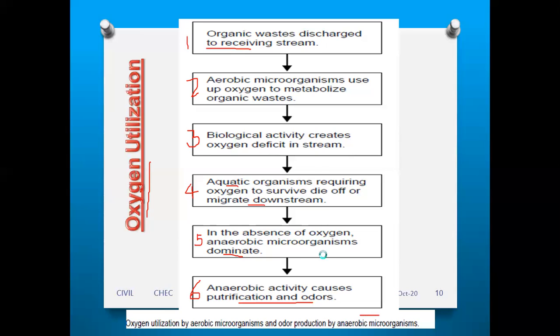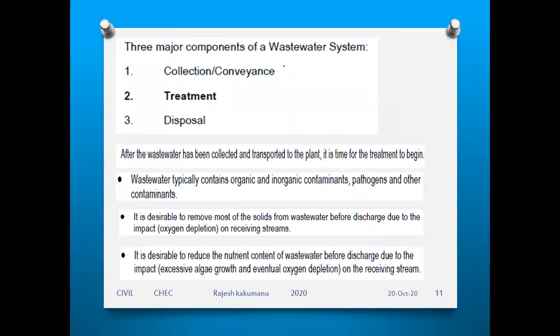Next one. In the wastewater treatment system, there are three main components. The first one is the collection or conveyance system, the second is the treatment system, and the third is disposal management. The collection and conveyance was already discussed in units 1 and 2. Coming to the treatment process, we have the primary treatment process, secondary treatment process, and advanced treatment process.